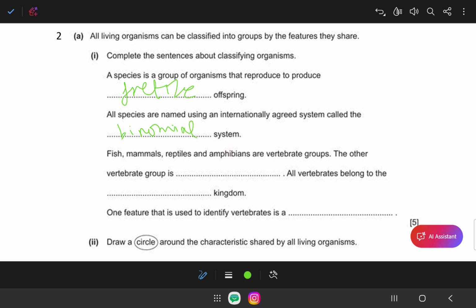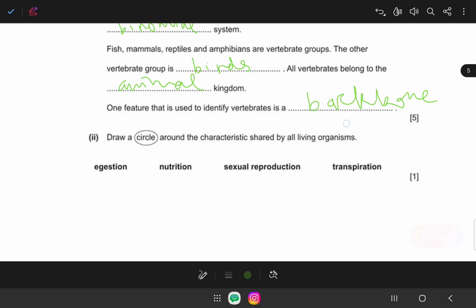Fishes, mammals, reptiles, and amphibians are vertebrate groups. The other vertebrate group is... mammals, fish, reptile, amphibian. What's missing? Birds. All vertebrates belong to the kingdom, animal kingdom. One feature that is used to identify vertebrates is backbone, obviously. Backbone.